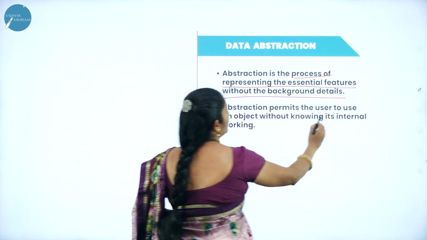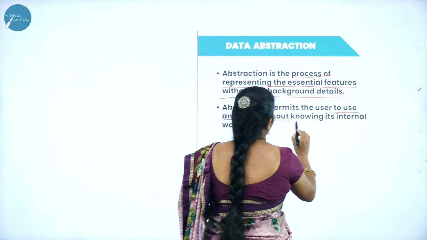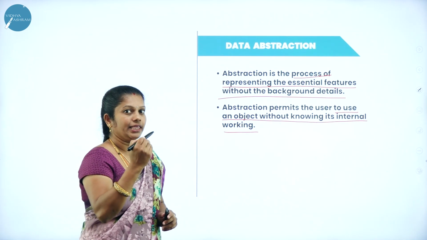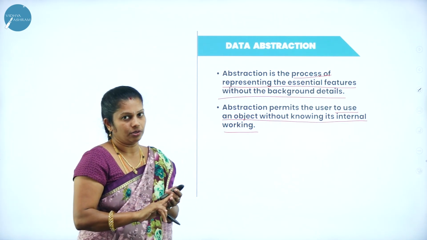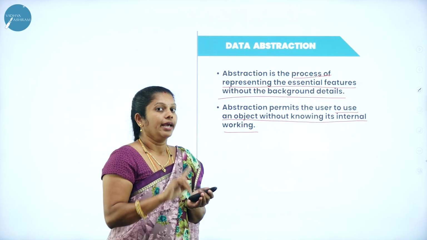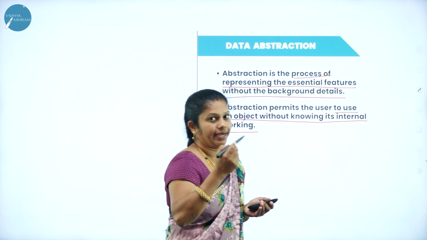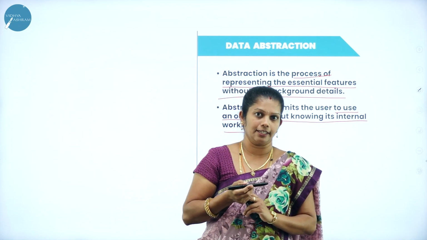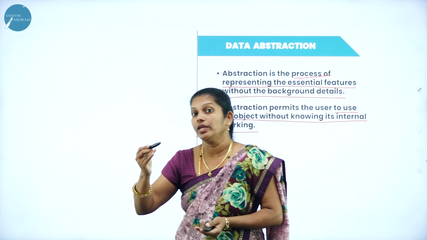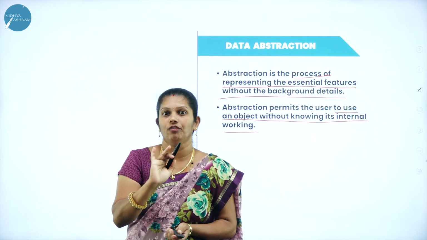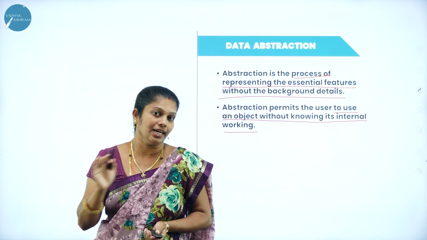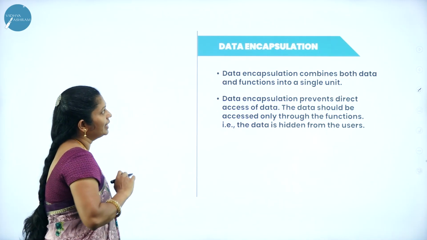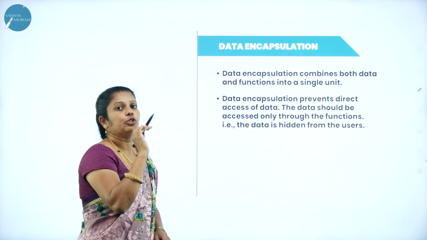Abstraction permits the user to access an object without knowing its internal working. Already I told you, in the mobile I am using WhatsApp, Bluetooth, all the functions. If I want to send some data or some contact from one mobile to another mobile, I send it with the help of WhatsApp. But how exactly it is moving from one mobile to another mobile, we don't want. That is background working that we don't want. That is data abstraction. Next one, data encapsulation.